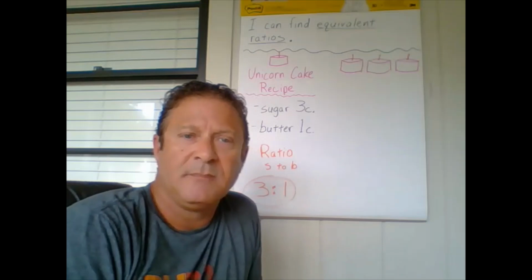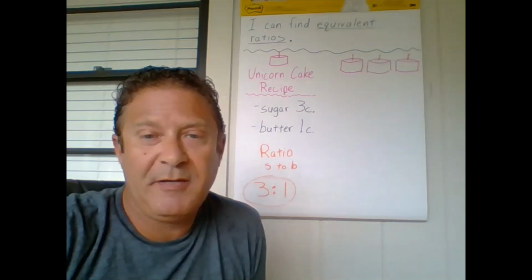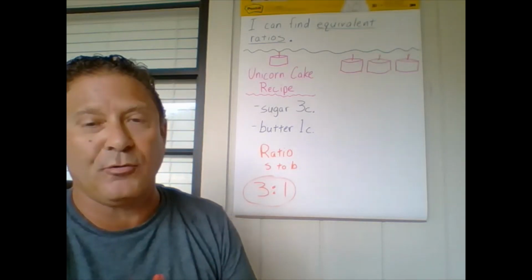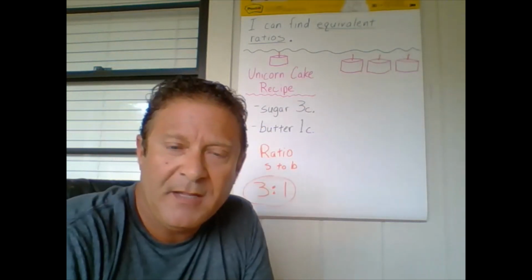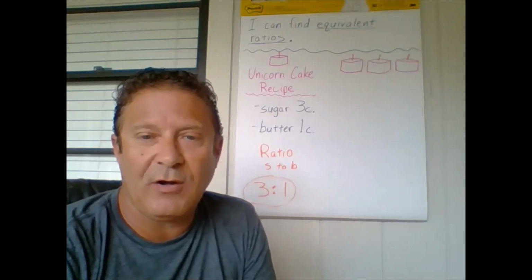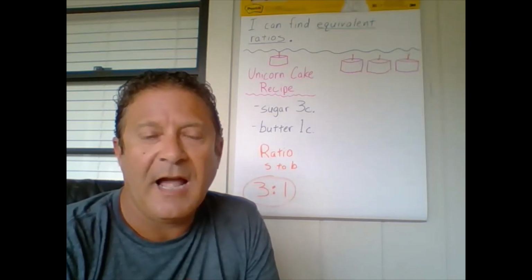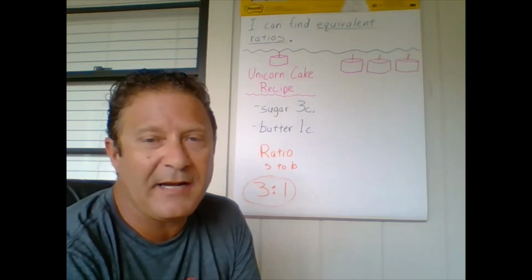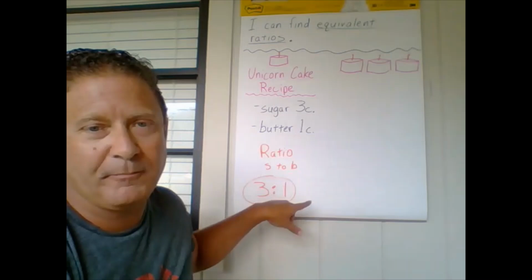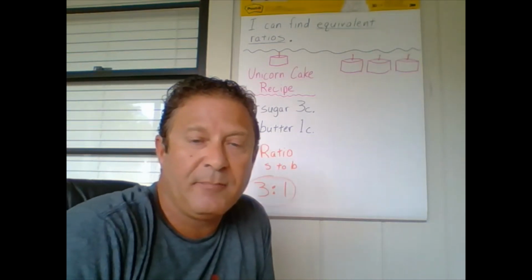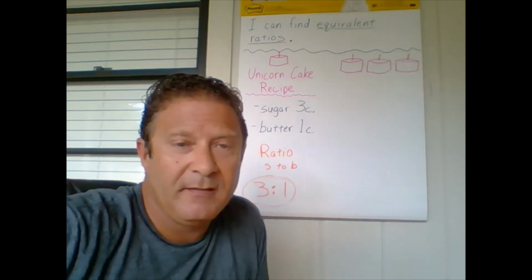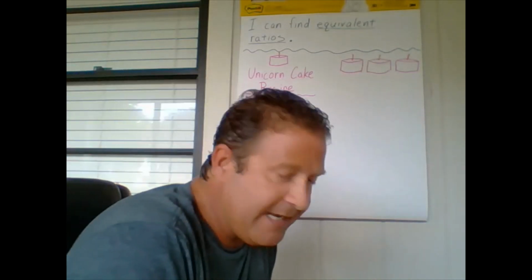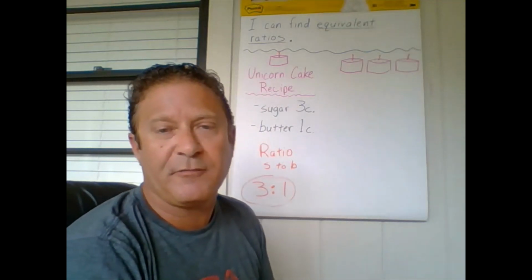Now here's my problem. I'm having a really big party. I'm having a lot of people over, and I'm going to need more than one unicorn cake. One unicorn cake is only going to feed, let's say, 4 people, and I'm having 12 people over. So one unicorn cake isn't going to be enough. For this big party, I'm going to need 3 unicorn cakes. So how do I take my recipe, 3 parts sugar to 1 part butter, and come up with an equivalent ratio so that I can use this recipe to make 3 cakes and not just 1? It's actually a lot like finding equivalent fractions.